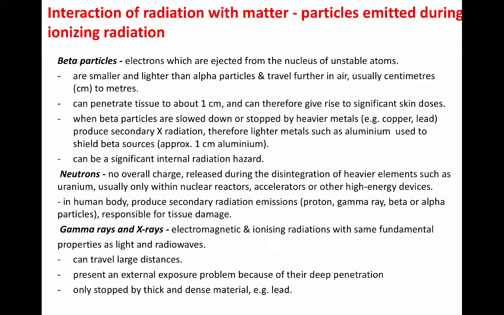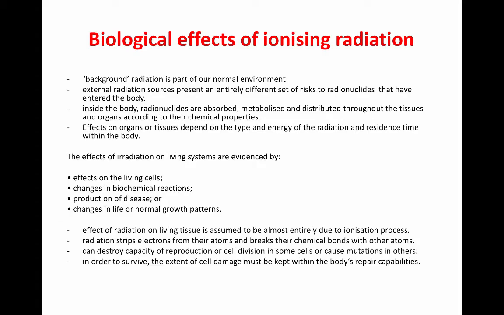Neutrons have no overall charge and are released during the disintegration of heavier elements such as uranium, usually only within nuclear reactors, accelerators or other high-energy devices. In the human body, neutrons produce secondary radiation emissions, proton, gamma ray, beta or alpha particles, which are responsible for tissue damage. Gamma and X-rays are electromagnetic and ionizing radiations which have the same fundamental properties as light and radio waves.